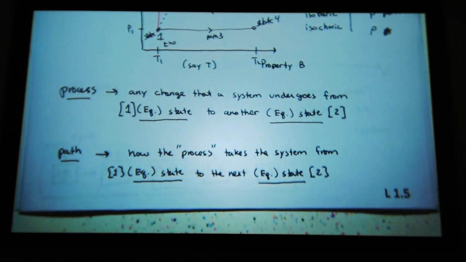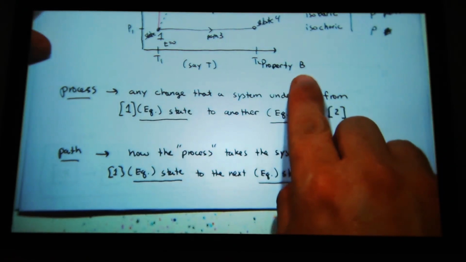So volume isn't an intensive property. You can still have a constant volume process, but it wouldn't be part of your state postulate.